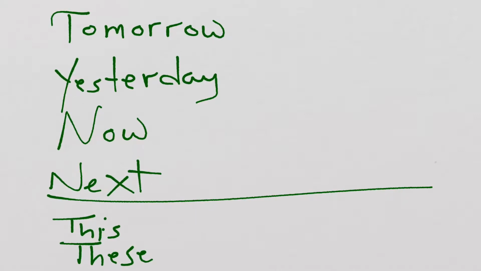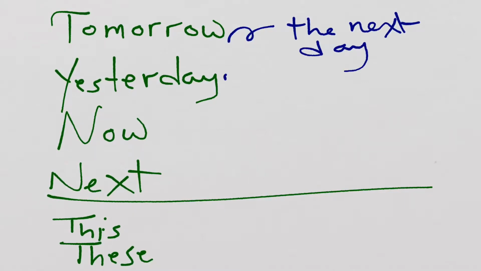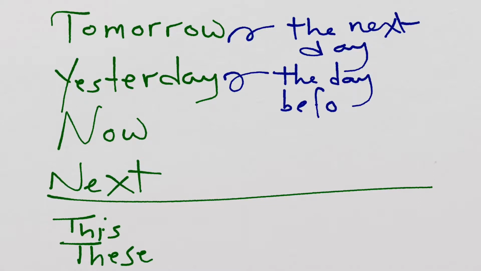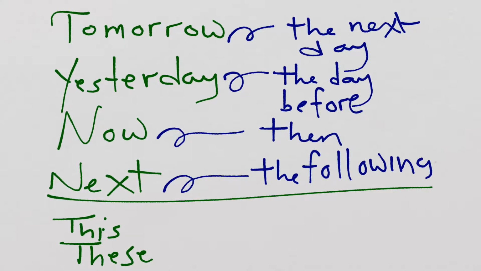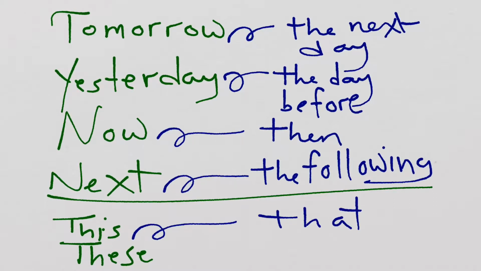Tomorrow, you can change it into the next day. Yesterday, you may change it into the day before. Now, you change it into then. Next, you change it into the following. If you have a demonstrative like this, you have to make it that. These, you have to change it into those. And that's all.